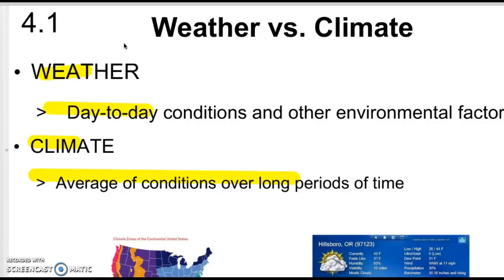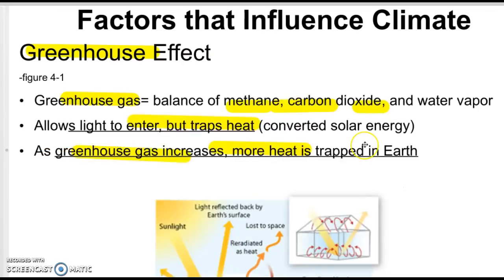And climate is referring to an average condition over a long period of time. So when you hear words like climate or climate change out in the media, we're talking about very long periods of time, patterns that exist yearly or annually, or that have a pattern that is longer than just day by day. Okay, so we're going to talk about some factors that influence climate.